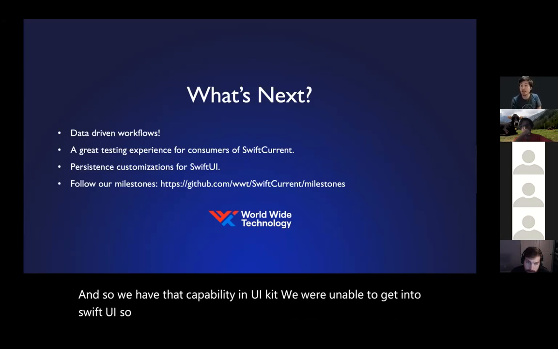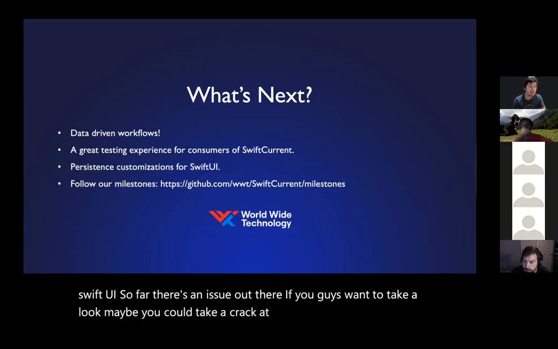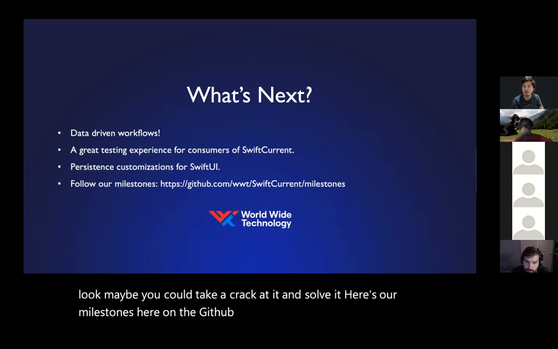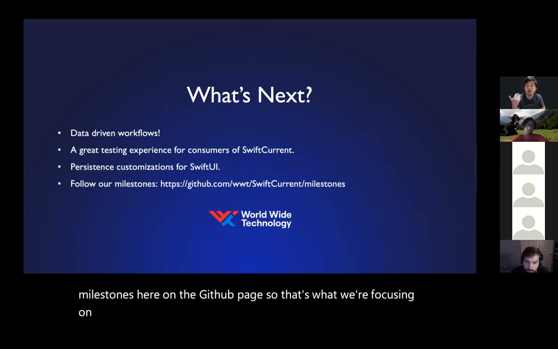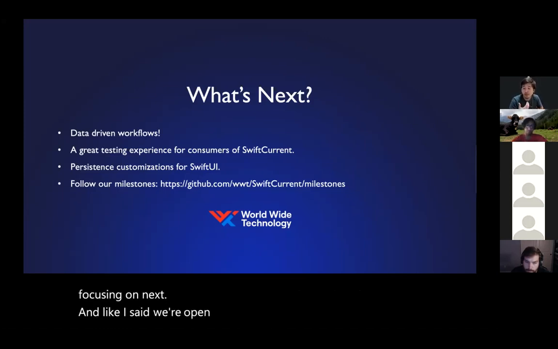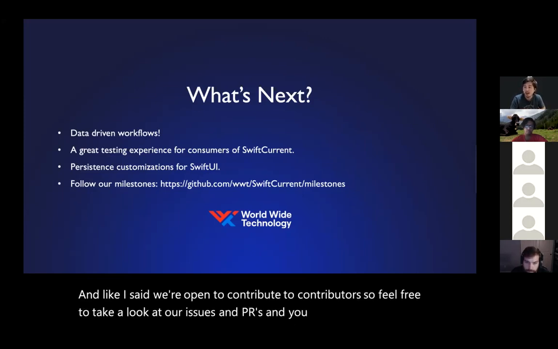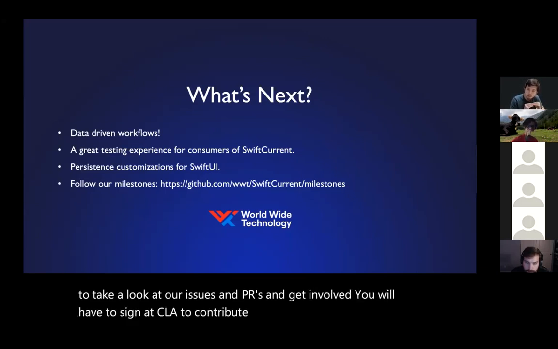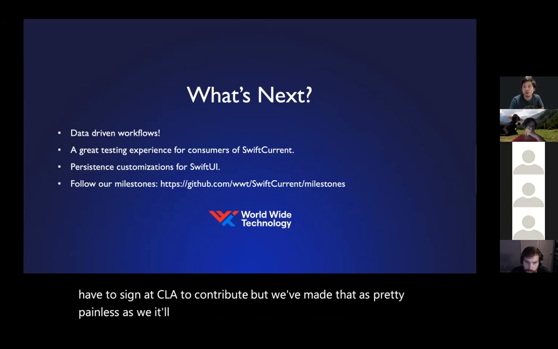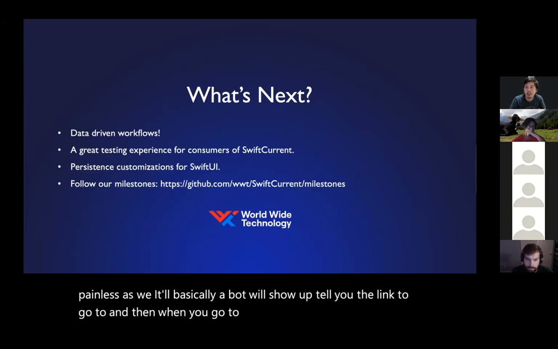There's an issue out there. If you guys want to take a look, maybe you could take a crack at it and solve it. Here are our milestones here on the GitHub page. So that's what we're focusing on next. And like I said, we're open to contributors, so feel free to take a look at our issues and PRs and get involved. You will have to sign a CLA to contribute, but we've made that as painless as we can. A bot will show up, tell you a link to go to, and when you go to that link, you can just sign the CLA.